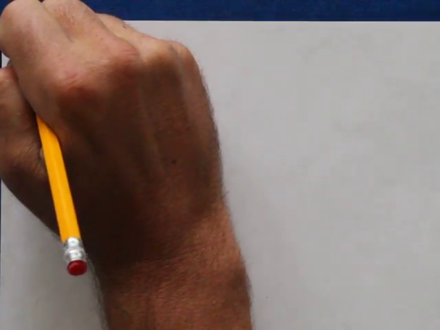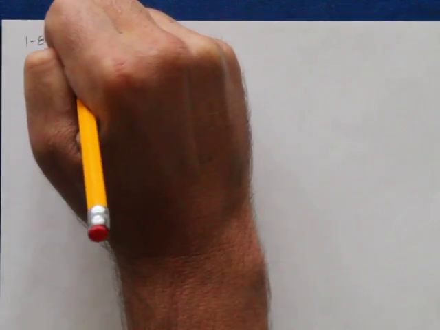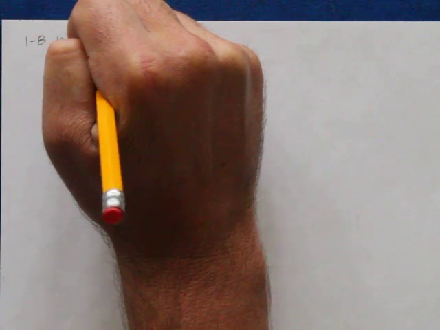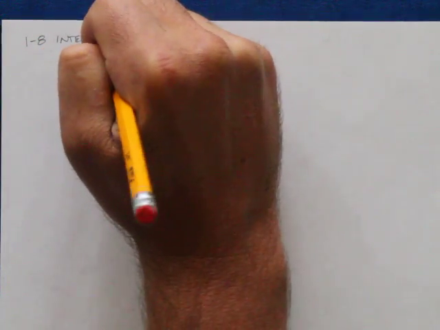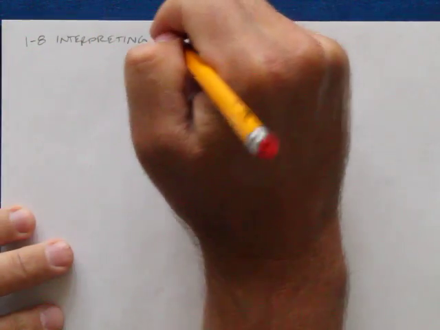All right, here we are on the last section of this chapter, and this is one that you have to write your own notes for. I did not make a worksheet for your notes for this one. This section is 1-8, interpreting graphs of functions.